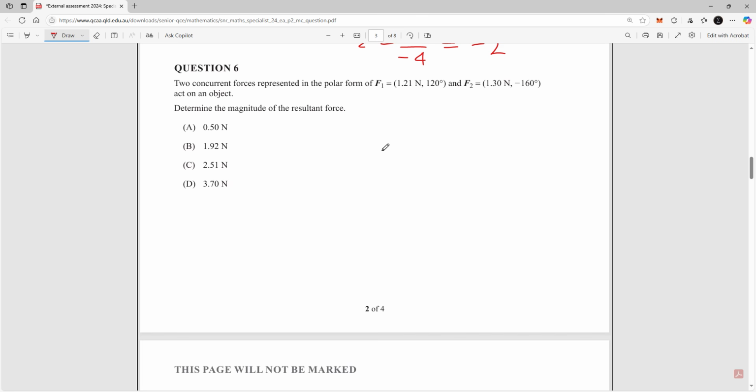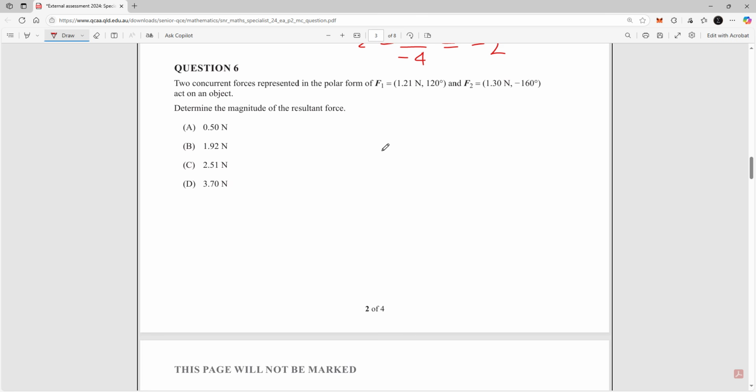Alright, so question 6 here. Two concurrent forces are represented in the polar form F1 and F2, as we can see there. We've got the magnitude and the angle of them respectively. Determine the magnitude of the resulting force.